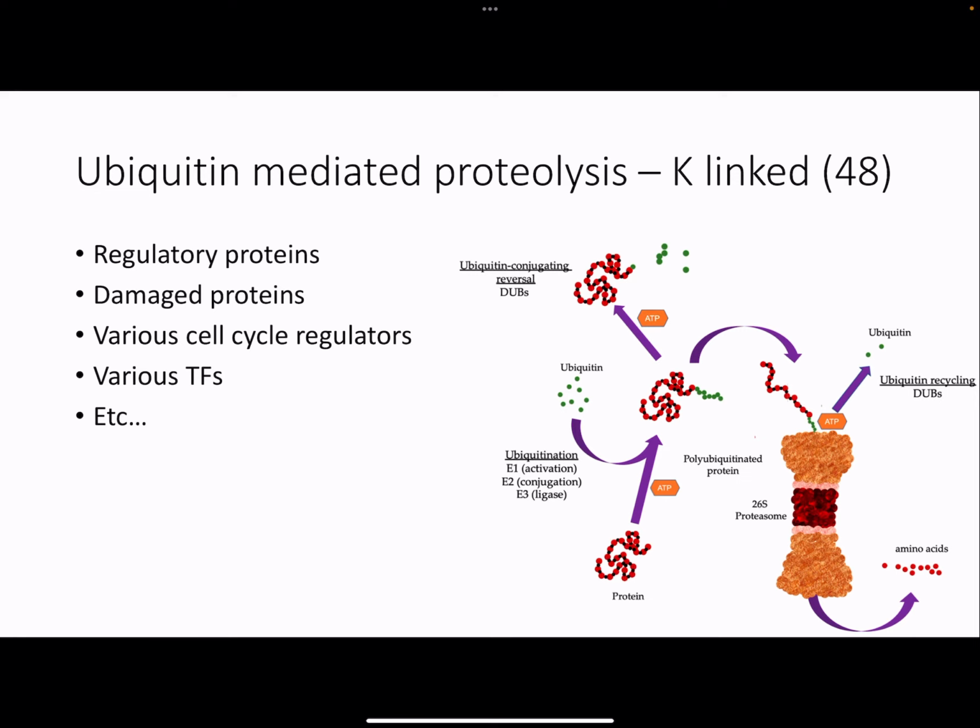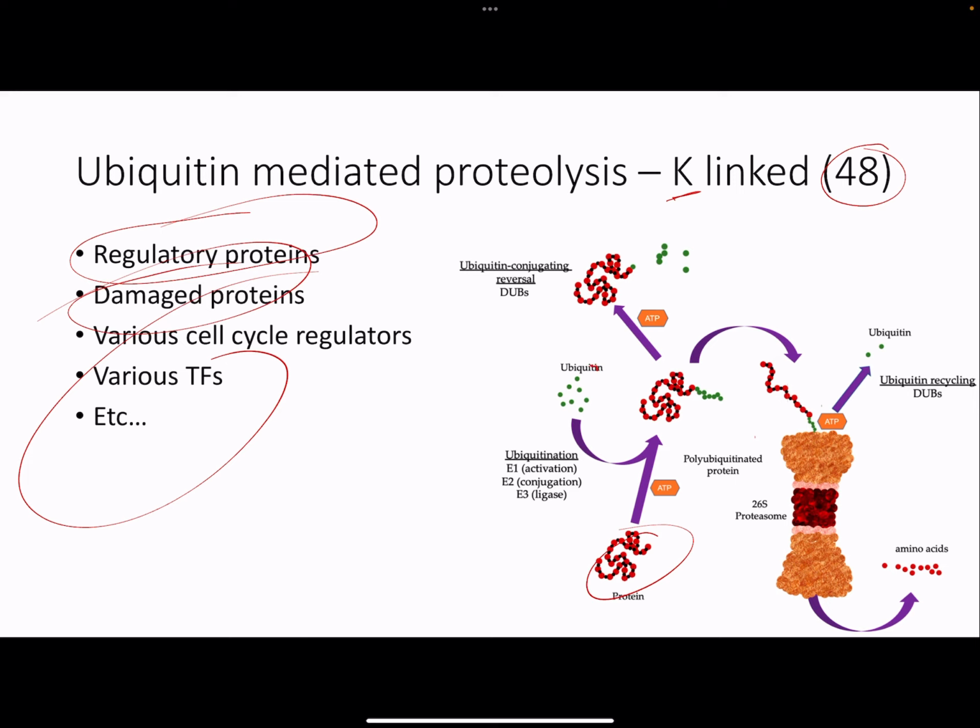Ubiquitin, a little bit more to talk about. Lysine K can be linked to ubiquitin, and it actually can do a lot of different things in a bunch of different processes. The main one that we're going to be talking about, though, or really the main one in general, is that it's going to mediate proteolysis in a proteasome. It's often the 48th position on a protein. We said regulatory proteins, damaged proteins, and so on.